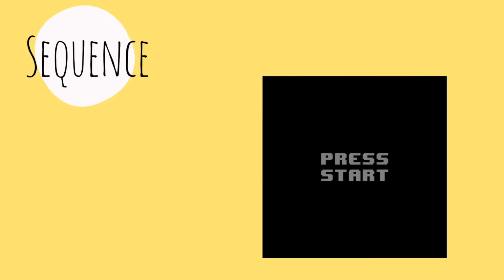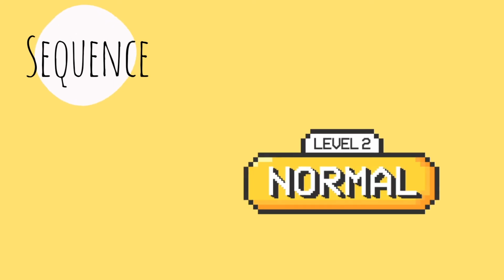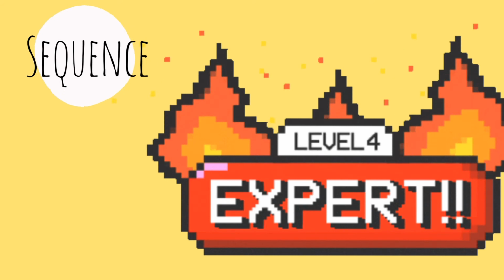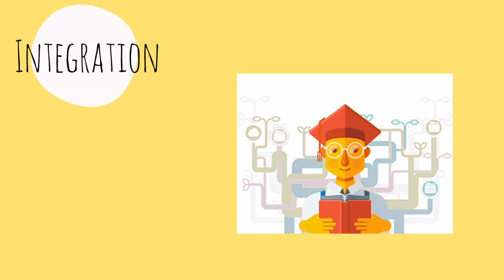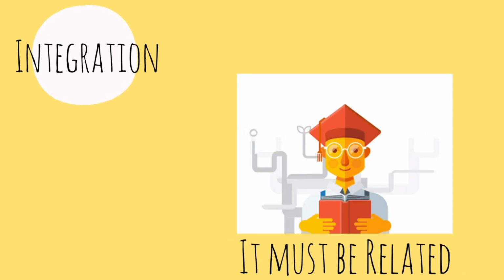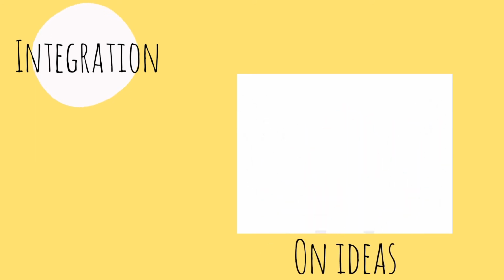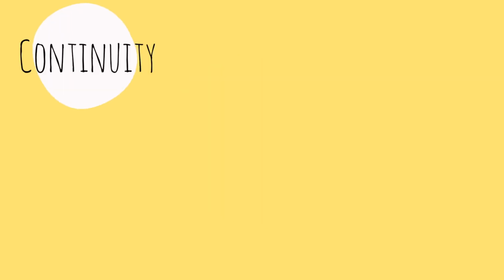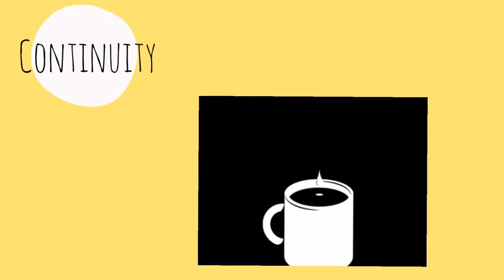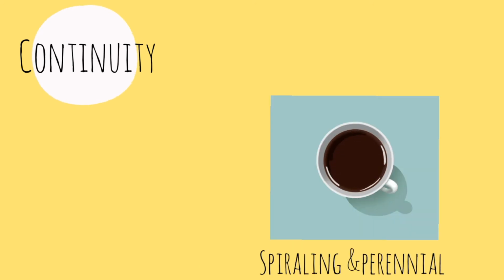S. Sequence. It is the logical arrangement of the content, and the pattern is usually from easy to complex, from what is known to the unknown, and from current into something in the future. I. Integration. Content in the curriculum does not stand alone or in isolation. It has some ways of relatedness to other content to develop a more powerful understanding of the key ideas. And lastly, C. Continuity. The content in the curriculum should continuously flow as it was before, to where it is now and where it will be in the future. It is spiraling and perennial.